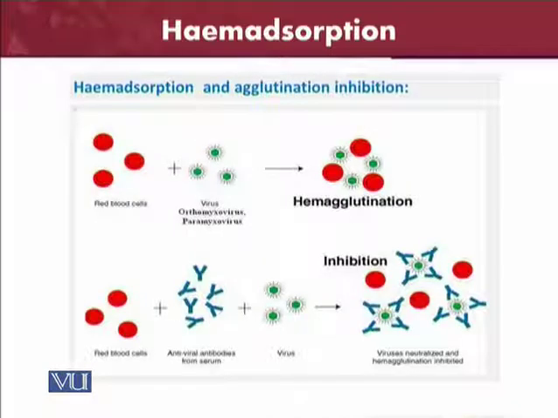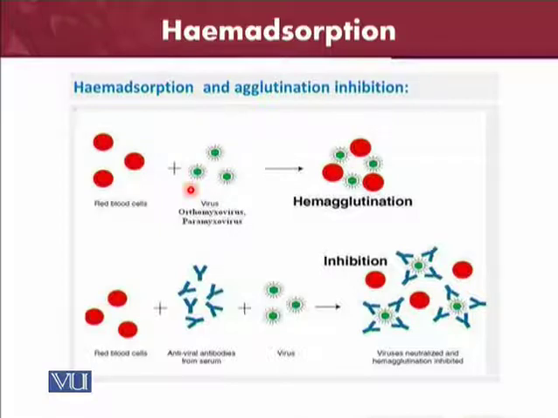Here you can see how the heme absorption and agglutination inhibition occurs. These are the red blood cells. First of all, there are two different kinds of red blood cells being used here, and they are just mixed with the virus. We can take the example of orthomyxovirus or paramyxovirus particles. So first the red blood cells are in the tube, and then they will be mixed with the virus particles, and similarly the antiviral antibodies from the serum.